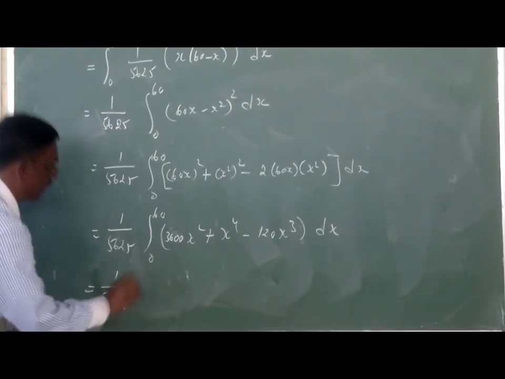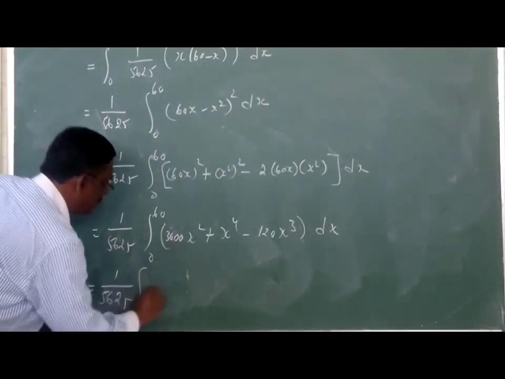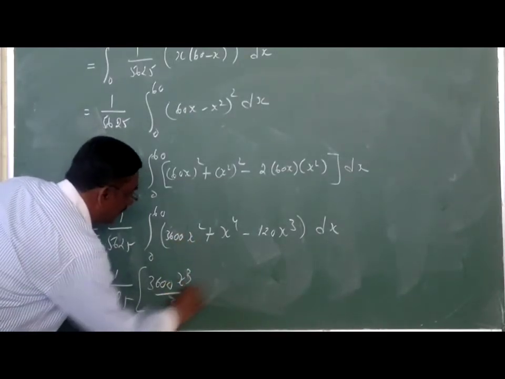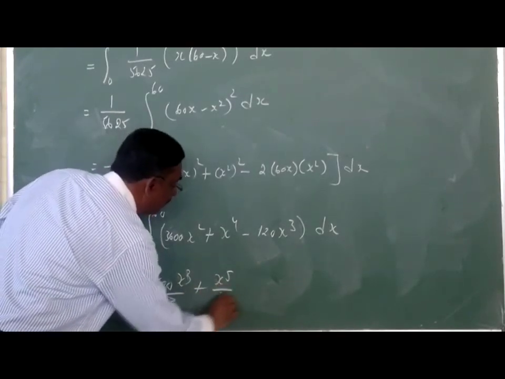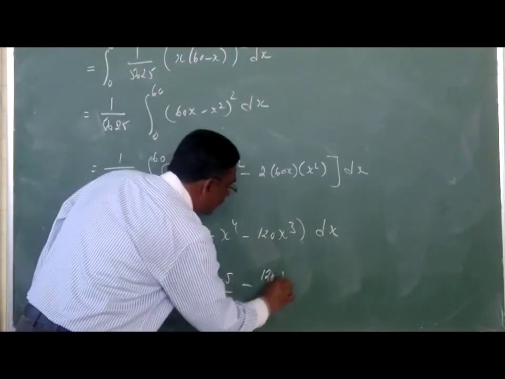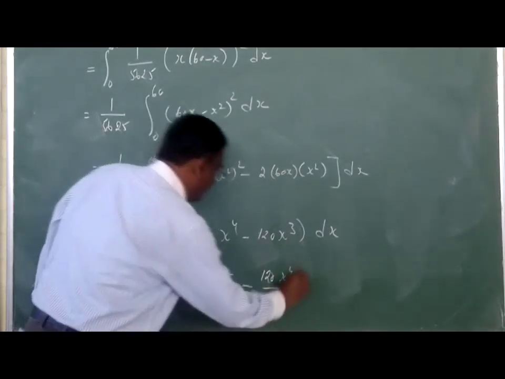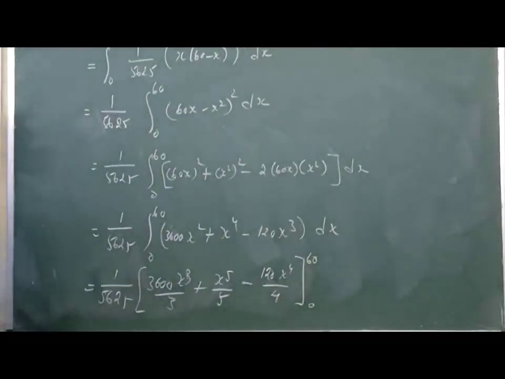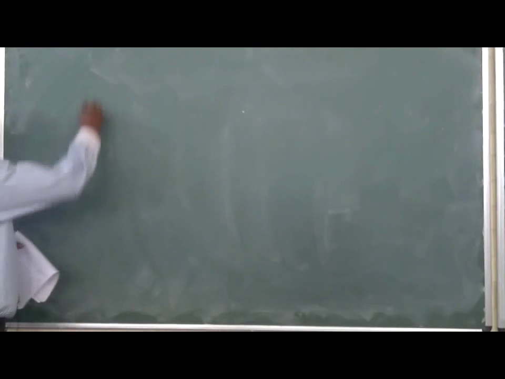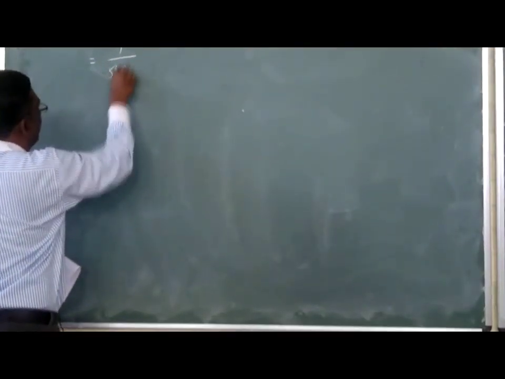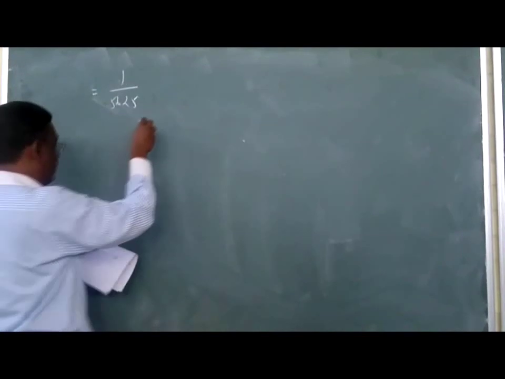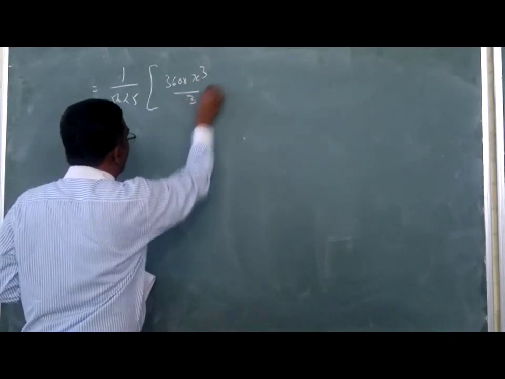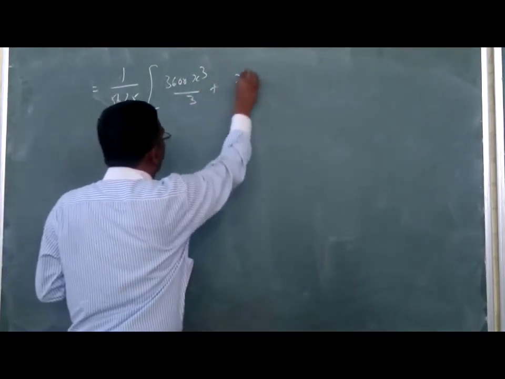This is again rewriting, integrating. Now performing the integration, 3600. Once you integrate x square, this will be x cube by 3 plus x to the power 5 by 5 minus 120 x to the power 4 by 4. And it is integrated between the limit 0 to 60. Now let us substitute the limit value in the integrated equation. So this is 3600 x cube by 3 we have got. This is also x to the power 5 by 5.